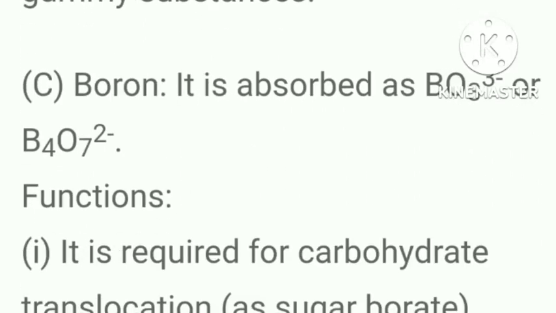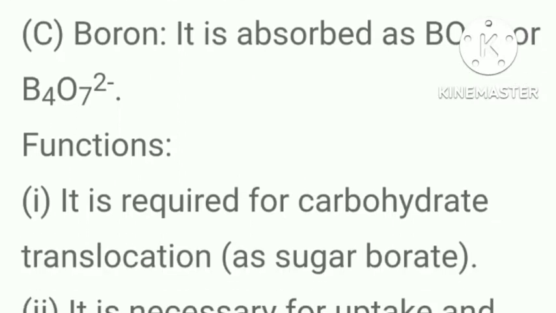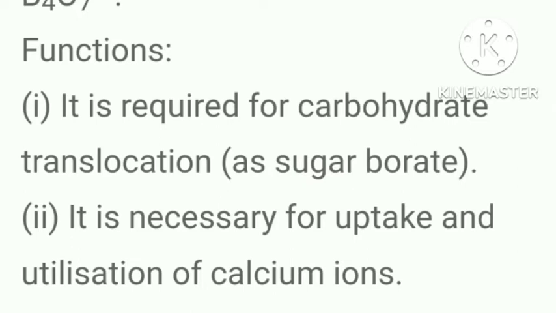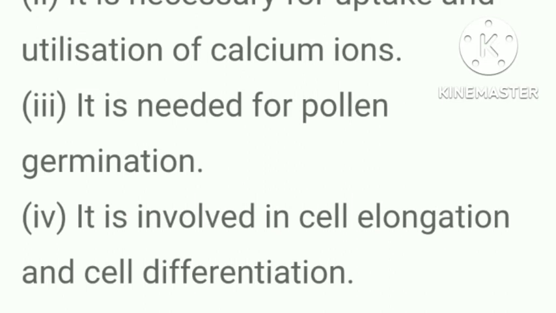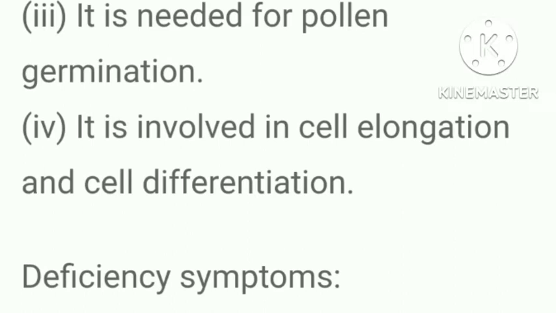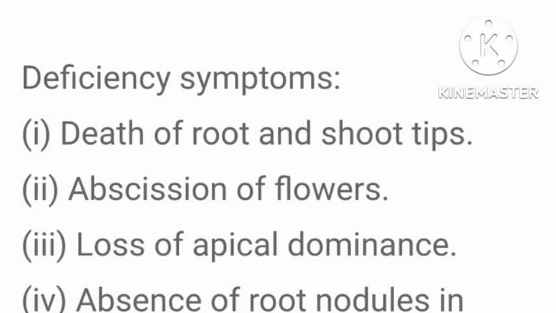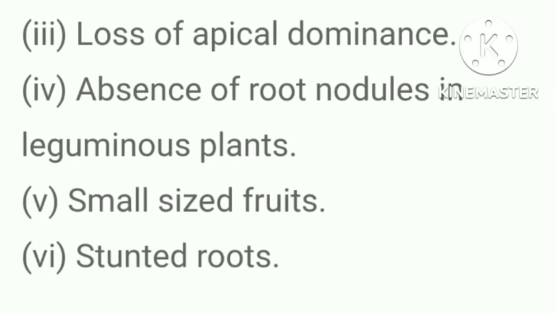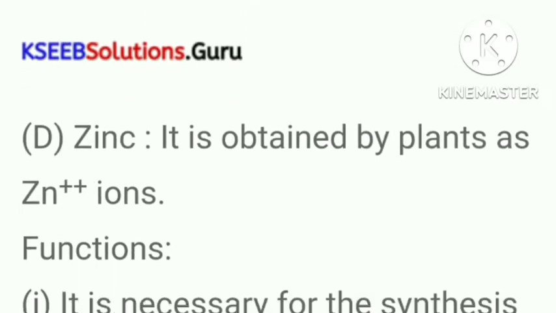Boron: it is absorbed as BO3 3- or B4O7 2-. Functions: it is required for carbohydrate translocation as sugar borate. It is necessary for uptake and utilization of calcium ions. It is needed for pollen germination. It is involved in cell elongation and cell differentiation. Deficiency symptoms: death of root and shoot tips, abscission of flowers, loss of apical dominance, absence of root nodules in leguminous plants, small sized fruits, stunted roots.